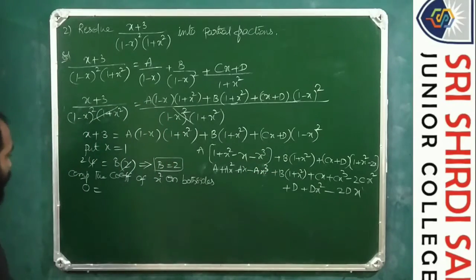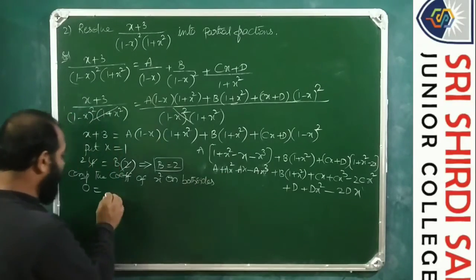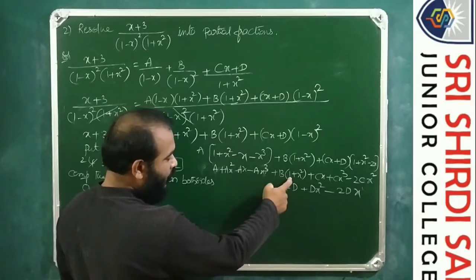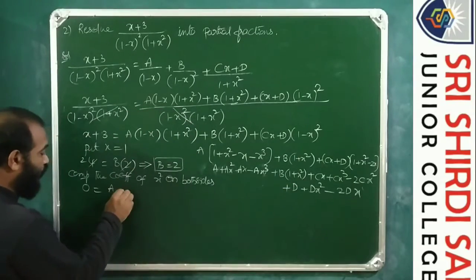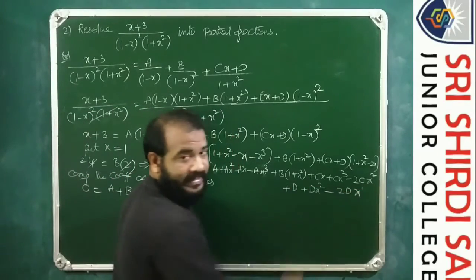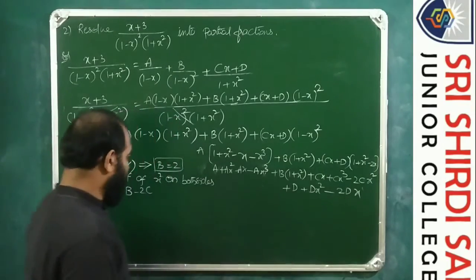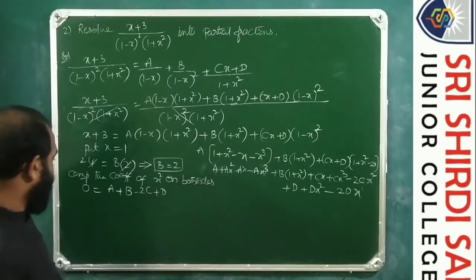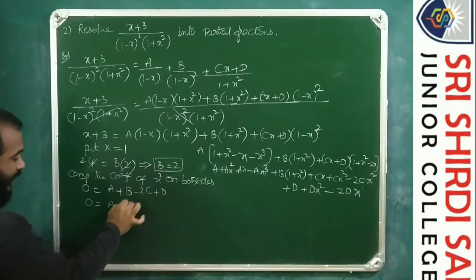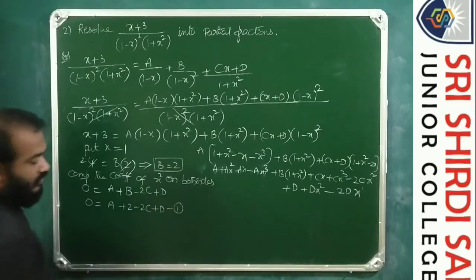Now we are comparing the coefficient of x square on both sides. Here the x square coefficient is a. So b into 1 is b, b into x square is bx square, so the x square coefficient is b. The x square coefficient is minus 2c. The x square coefficient is d. So from this, 0 is equal to a plus b minus 2c plus d. Let us suppose that this is the first equation.